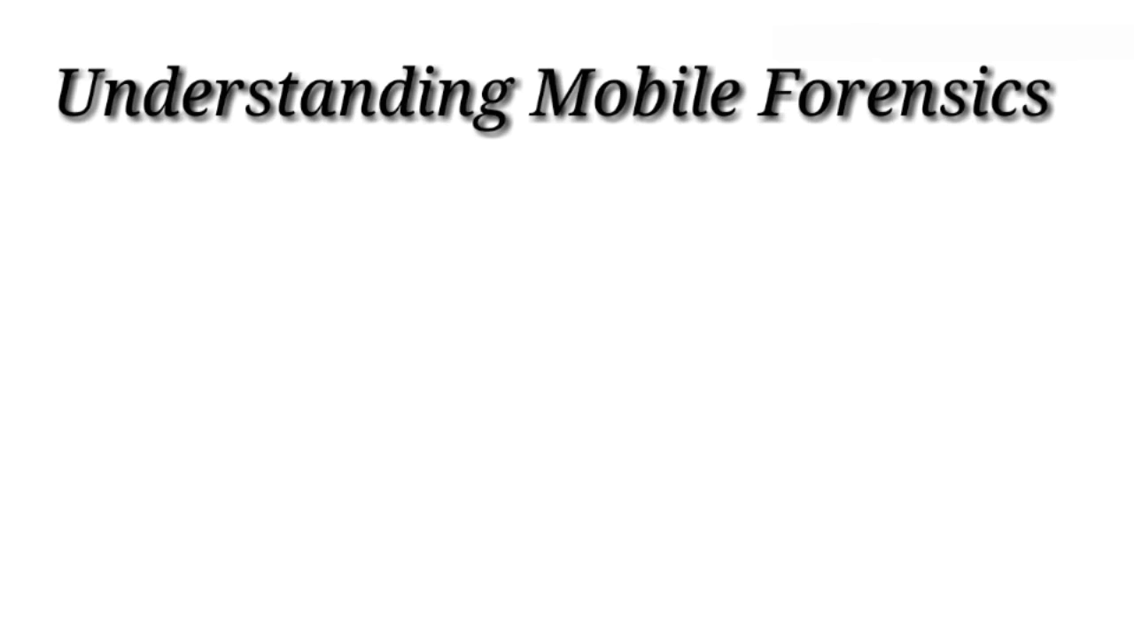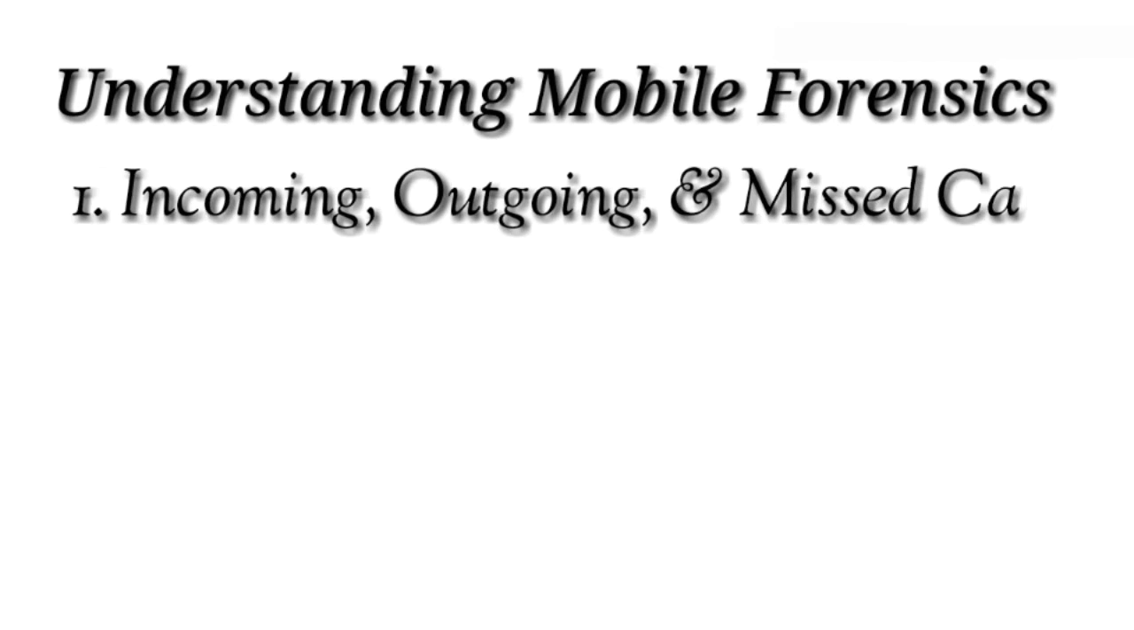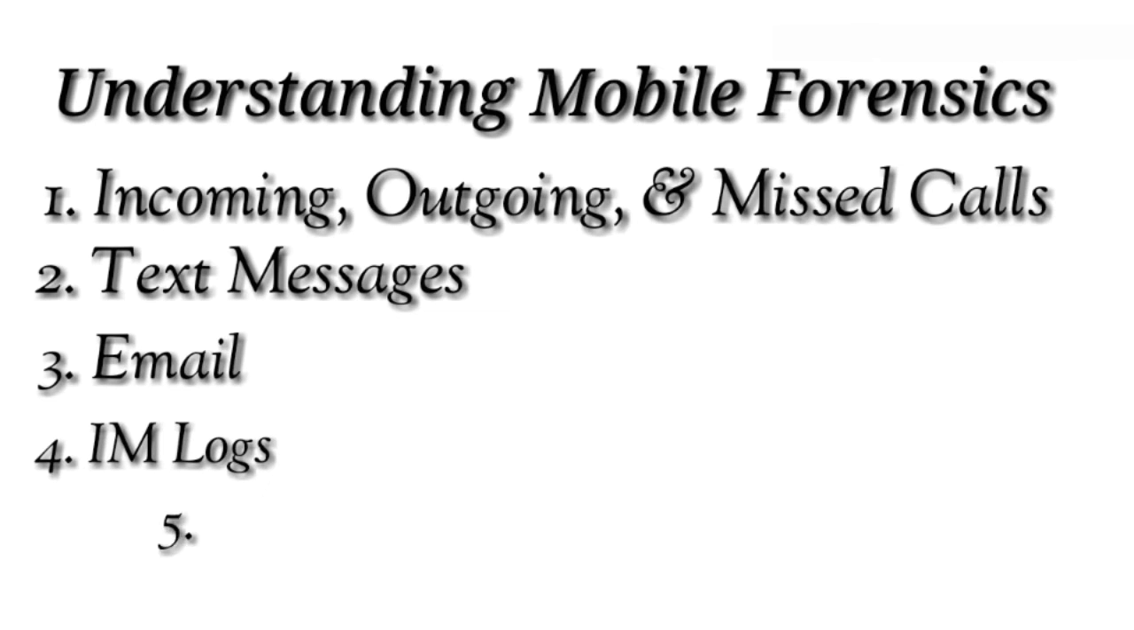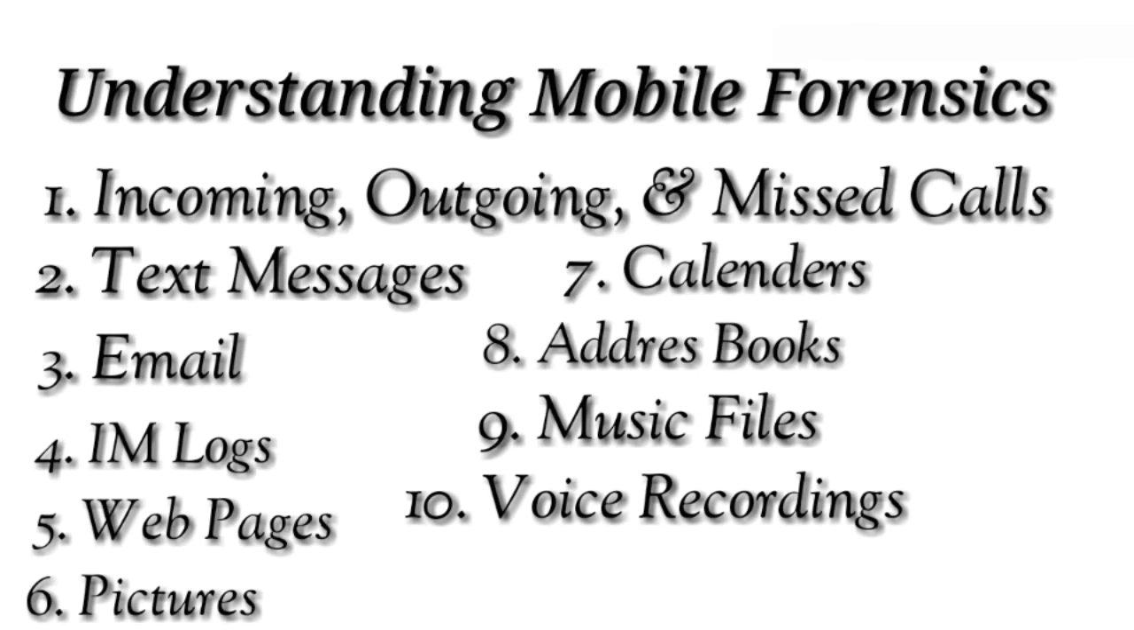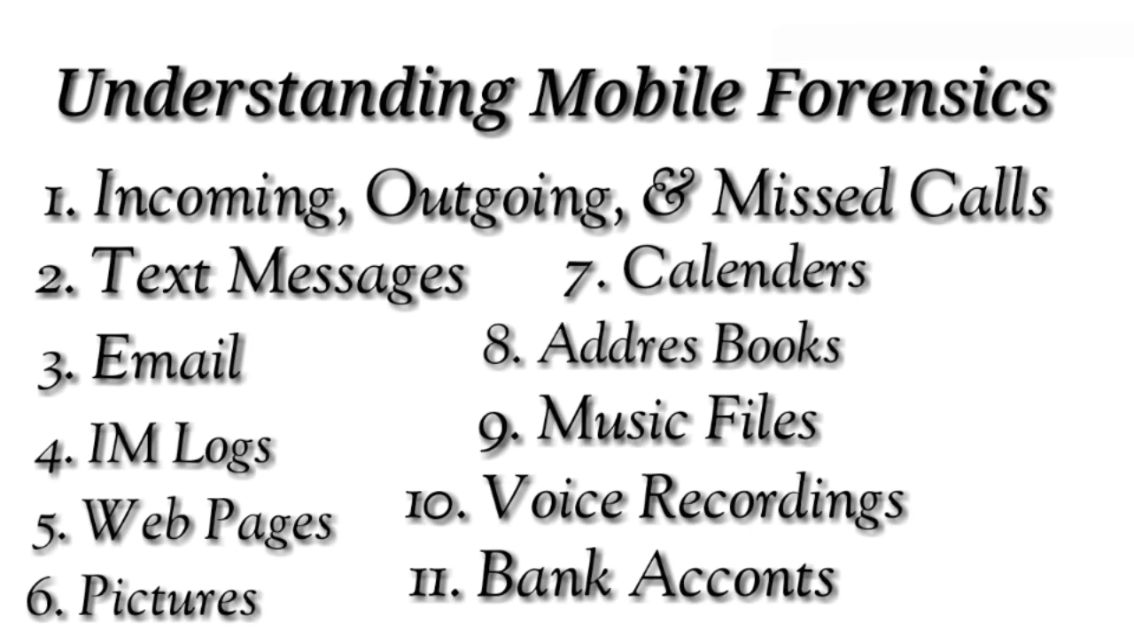Most people store a wealth of information on cell phones or mobile devices, and the thought of losing their phone and therefore the information stored on it can be a frightening prospect. Despite this concern, not many people think about securing their cell phones, although they routinely lock and secure laptops or desktops. Depending on the phone's model, the following items might be stored on it: incoming, outgoing and missed calls, text messages, email, instant messaging logs, web pages, pictures, personal calendars, address books, music files, voice recordings. Even cell phones or mobile devices are used to log in to bank accounts and transfer funds from one cell phone to another, which provides even more potential evidence.